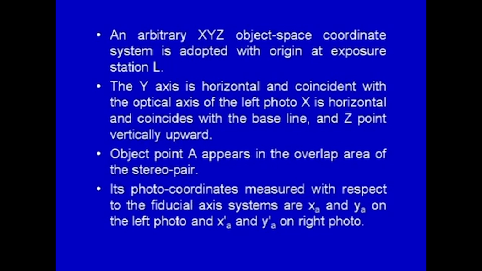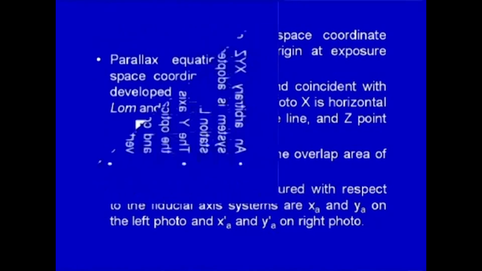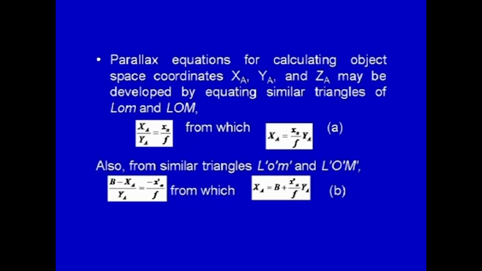If photo coordinates measured with respect to the fiducial axis systems are xa and ya on the left photograph and x′a and y′a on the right photograph, the parallax equations for calculating the object space coordinates XA, YA and ZA may be developed by equating similar triangles of LOM and L′OM, from where we get XA over YA is equal to xa over f, or XA is equal to xa over f multiplied by YA. Similarly, B minus XA divided by YA is equal to minus x′a over f, or XA is equal to B plus x′a divided by f multiplied by YA.